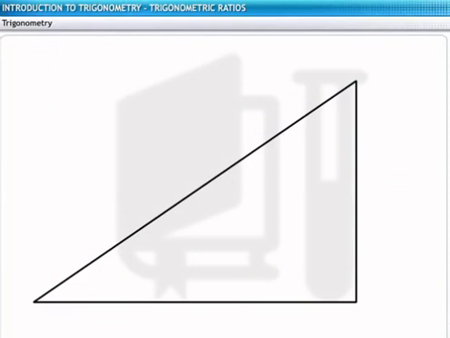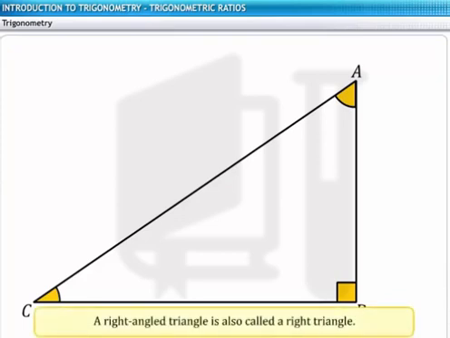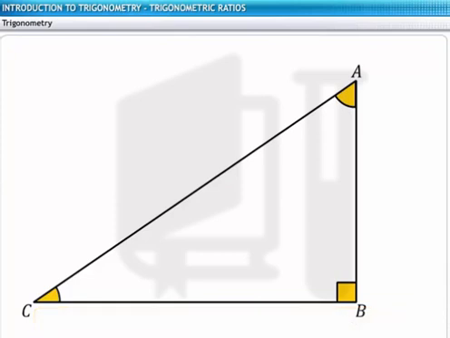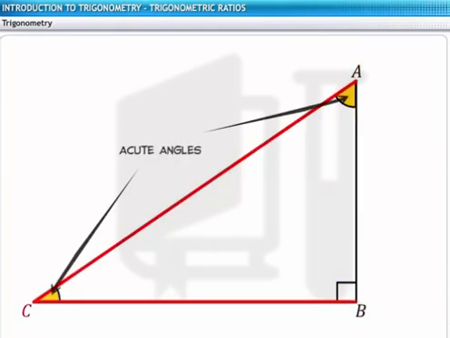In this lesson, we will study the ratios of the sides of a right triangle with respect to its acute angles. Let's begin by reviewing some key terms related to right-angled triangles. You may already know some of these. Triangle ABC is a right-angled triangle. A right-angled triangle is also called a right triangle. In this triangle, angle ABC is a right angle, as it measures 90 degrees. Angle BAC and angle ACB are acute angles, as they measure less than 90 degrees.